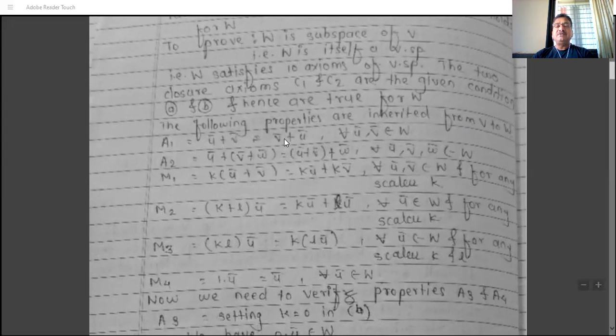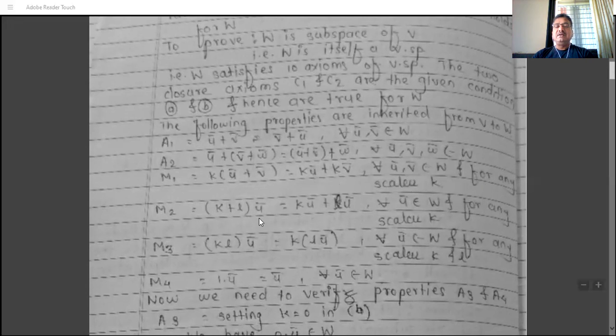A1: ū + v̄ = v̄ + ū for all ū, v̄ belonging to W. A2 property: (ū + v̄) + w̄ = ū + (v̄ + w̄) for all ū, v̄, w̄ belonging to capital W. Then M1: k(ū + v̄) = kū + kv̄ for all ū and v̄ belonging to W and for any scalar k.